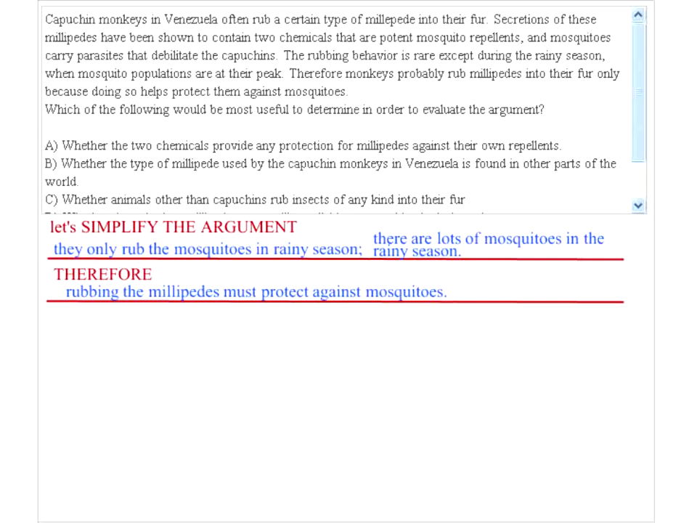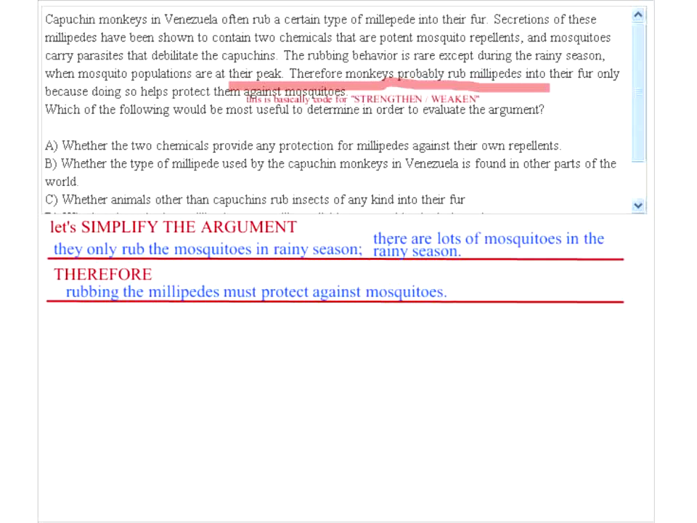Okay. By the way, also, one thing about this problem is that, yeah, I want to comment on a couple of the arguments that are in that text box, but we'll do that in a second. The first thing I want to do is point to the prompt. Most useful to determine in order to evaluate the argument. Let me tell you what that is, just to make sure you know. That's basically code words for strengthen and weaken. This is basically code for strengthen or weaken.